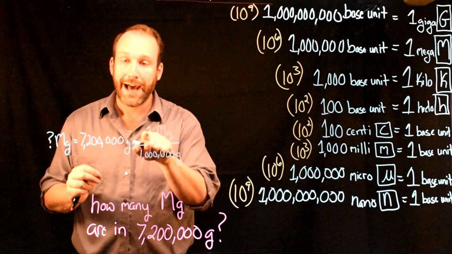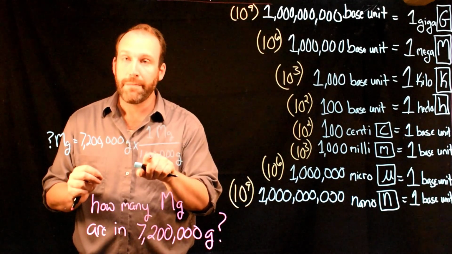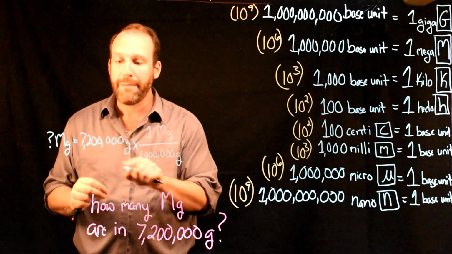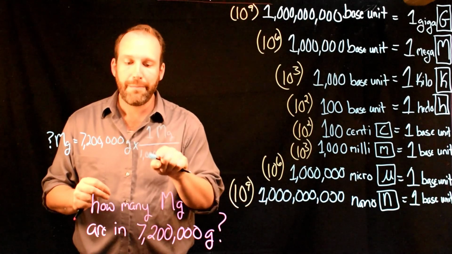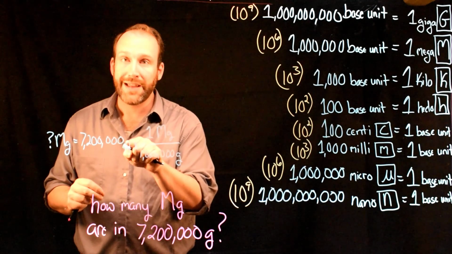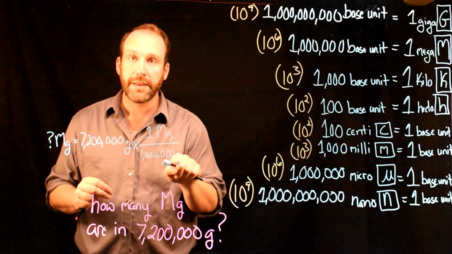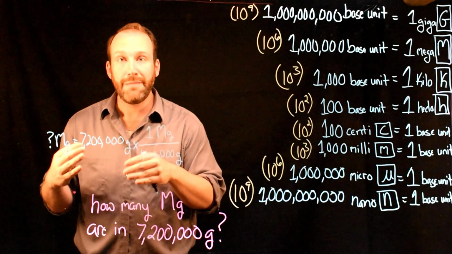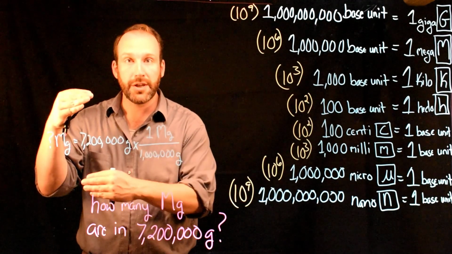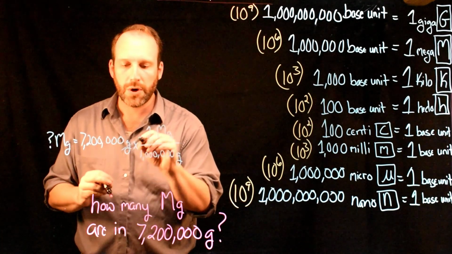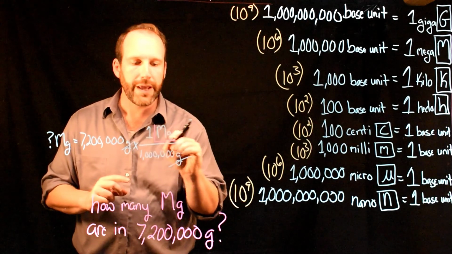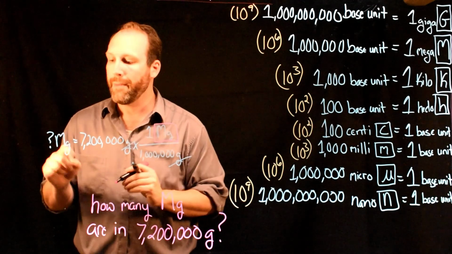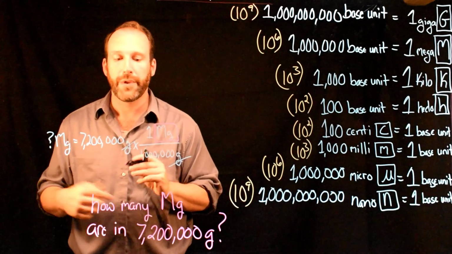And so now when I do this math, which is going to be 7,200,000 times 1 divided by 1 million, that's my math. Multiply and then divide. When I do that math, I'm going to end up with grams in the numerator and grams in the denominator. If you have the same unit in both the numerator and the denominator, those units are going to cancel. And so now the only unit that I'm going to be left with is megagram. And remember, that's the unit that I'm looking for.